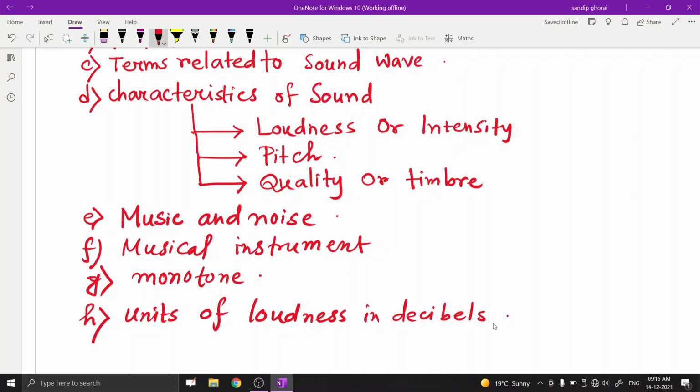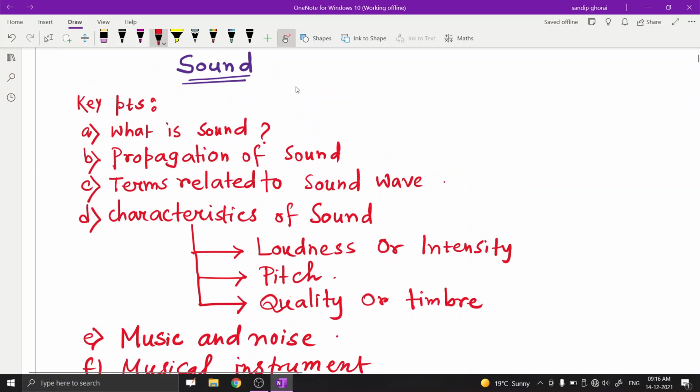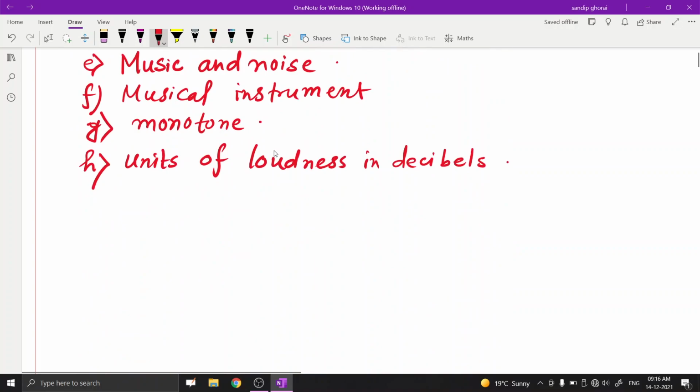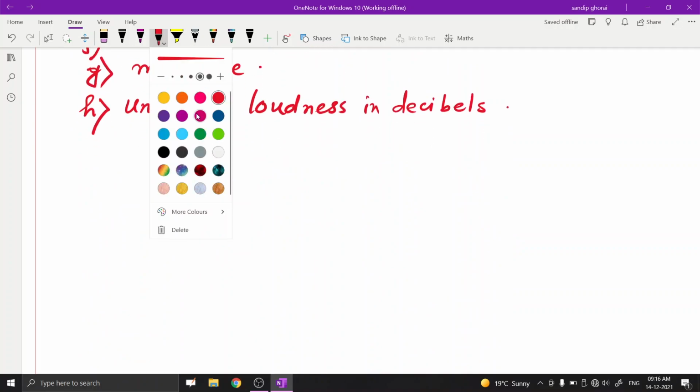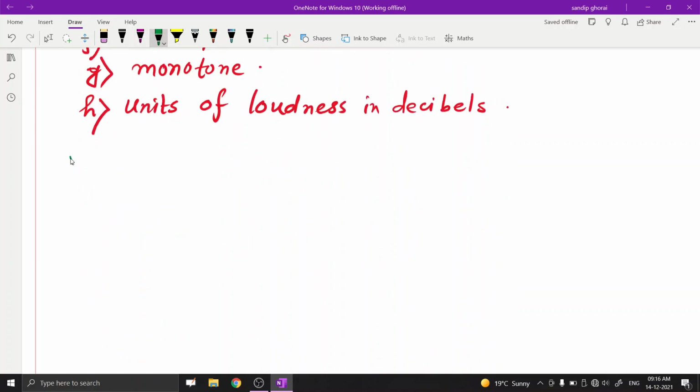Now in this class we discuss the first three points, A, B, C. Today we discuss these three points. The first one is what is sound.